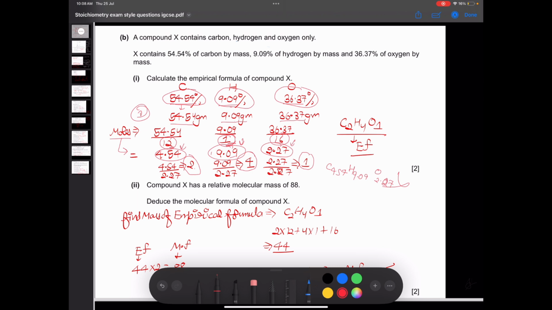Now, this should make sense to all of you because we cannot simplify further than 1. If you try to simplify further than 1, it will be converted into decimals, and atoms cannot be written in decimals. So this is what tells me that I have arrived at the empirical formula. So carbon is 2, H is 4, O is 1. Question number 1, empirical formula of compound X is C2H4O1.